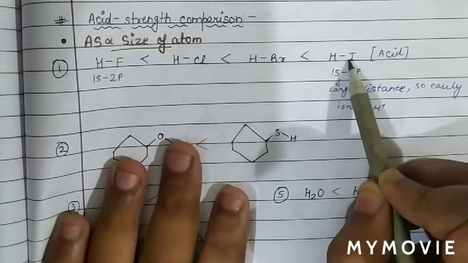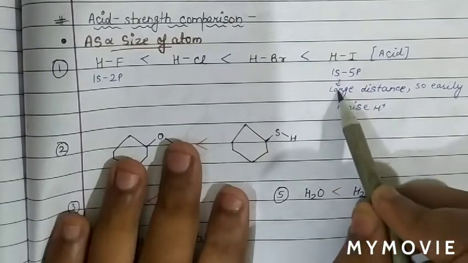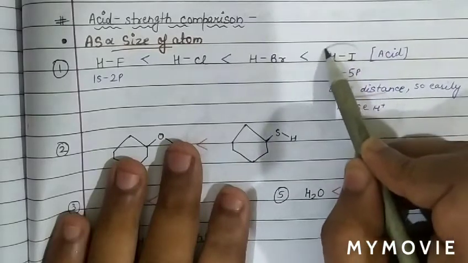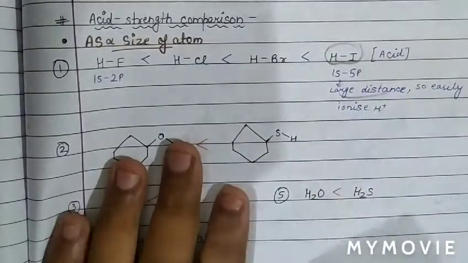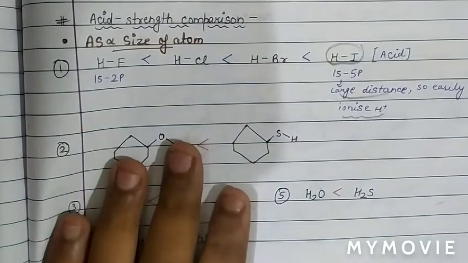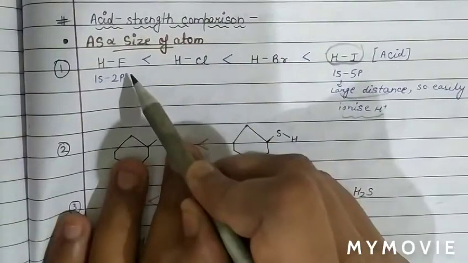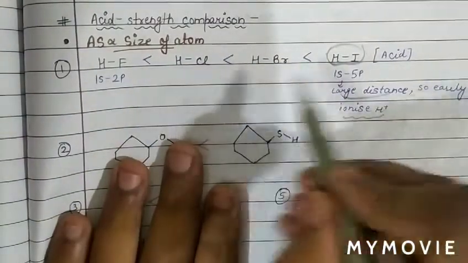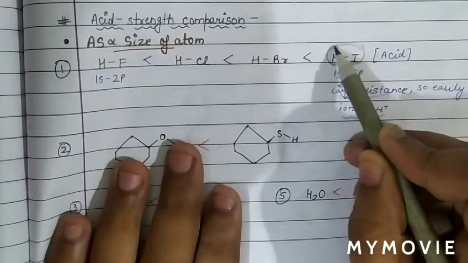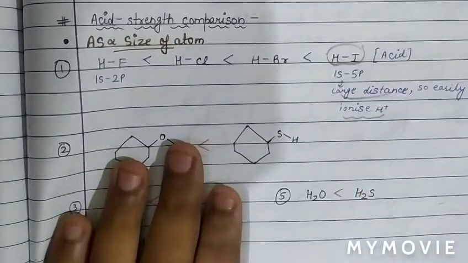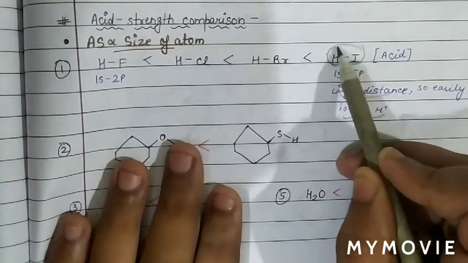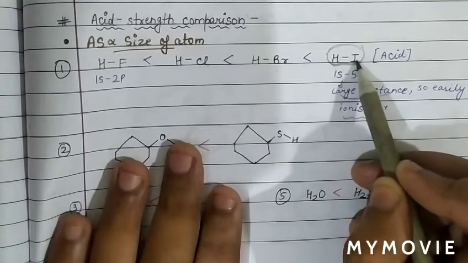So the bond energy of HI is lowest because the hydrogen and iodine nuclei are at a large distance. So the tendency to lose H plus from HI is more. Therefore HI will lose its proton very easily. Hence the acidic nature of HI is more and HF is less. So basically, if the loss of proton is easy, then it is a stronger acid. Because of the large size of iodine, the tendency to lose H plus ion is more. Therefore there is more acidic character in HI.